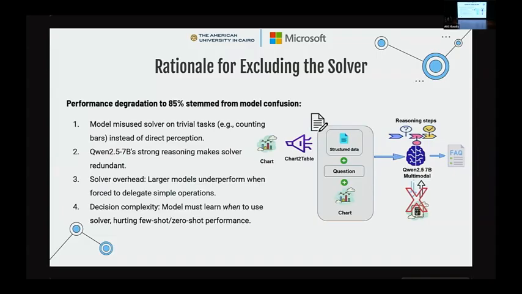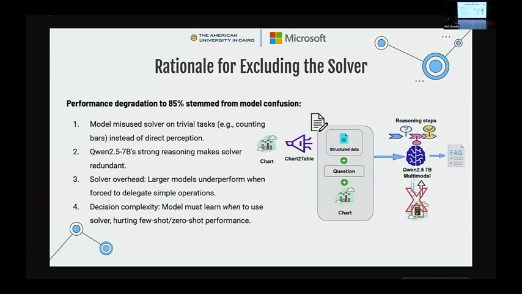On top of that, the act of delegating simpler tasks to the solver increases the overhead unnecessarily. And on top of that, sometimes the solver is used without an actual reason, like using it for counting when it could have just relied on the visual aspect. So in the end, on top of all of that, you need to learn when to use the solver, which hurts the ability to use the LLM whenever you just want to give it an image and text and get an answer.